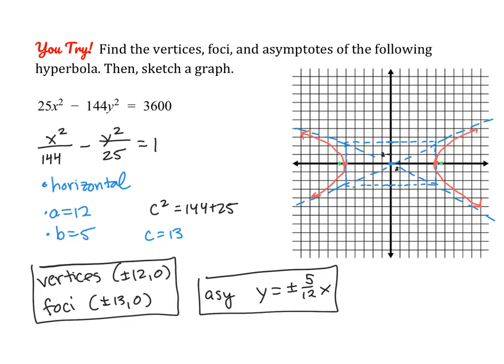And then remember, we use our B value to help us make our guideline for our asymptotes. So if you go 5 units up and 5 units down, that's our little guideline rectangle, and then you can draw in your asymptotes. So you can see that my positive slope is 5 over 12 and my negative slope is negative 5 over 12. So it's going to be that B over A for the horizontal asymptotes.